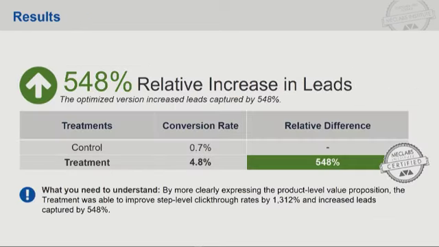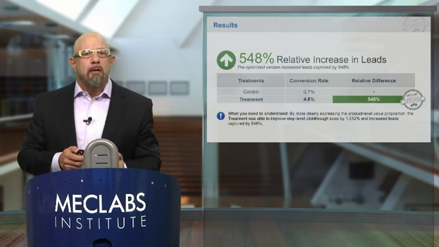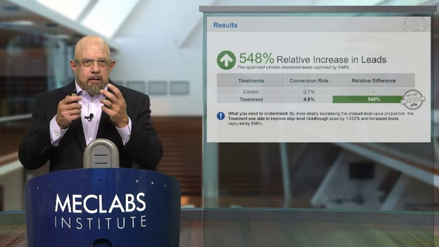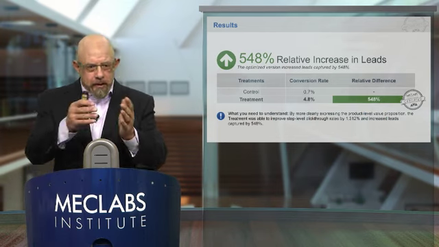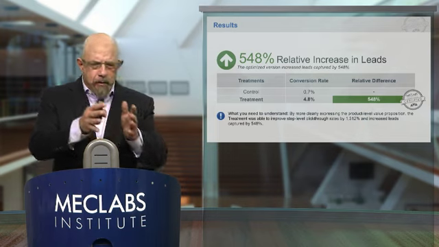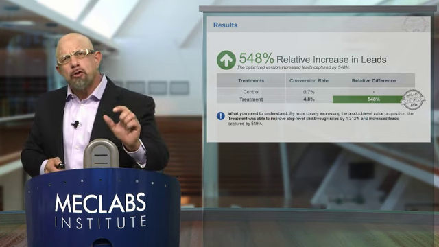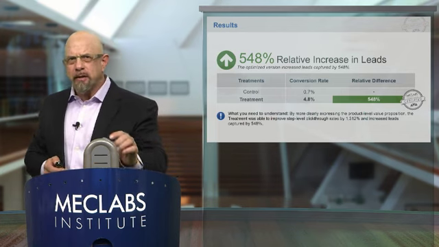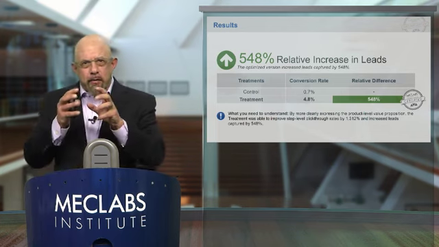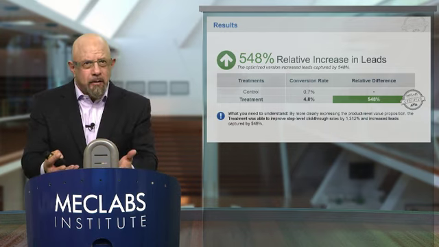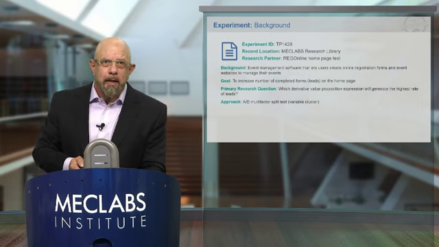What happened? Here's what happened. A 548% increase. Now that was thrilling to the partner, but let's be clear. Even though they achieved a 1,312% step-through increase and a 548% increase in lead capture, the volume running through this path wasn't as heavy as the home page. So the goal is to take this learning and transfer it to where we can get more impact, which brings us back to the home page again.